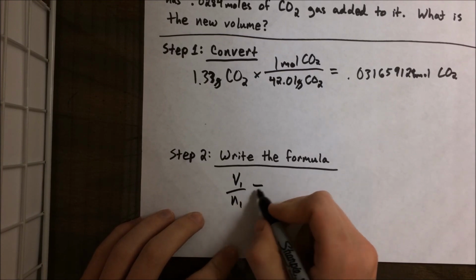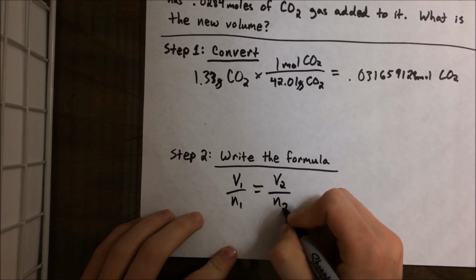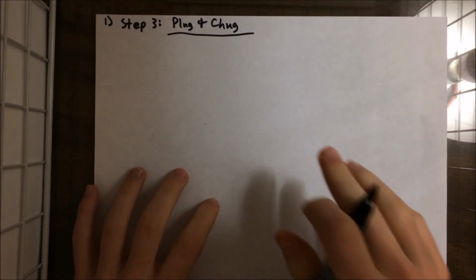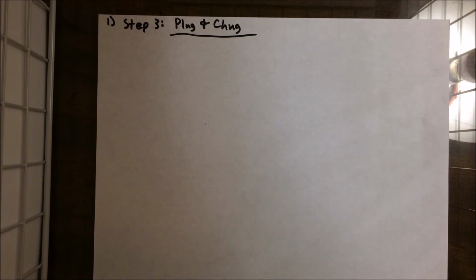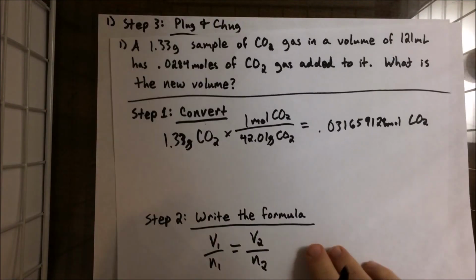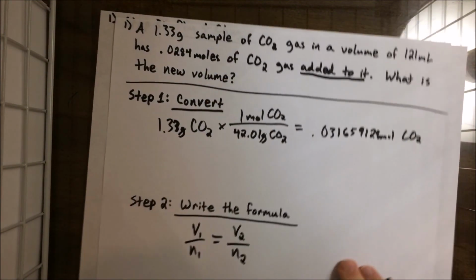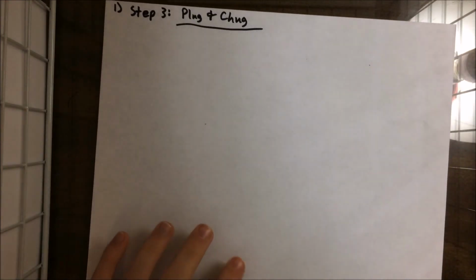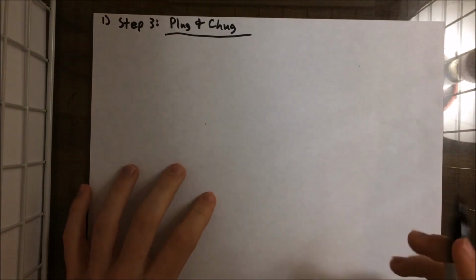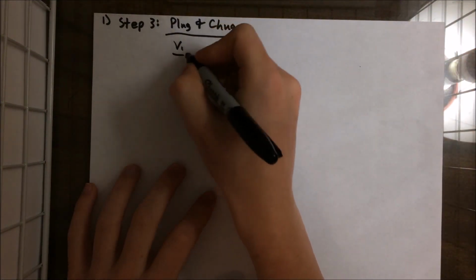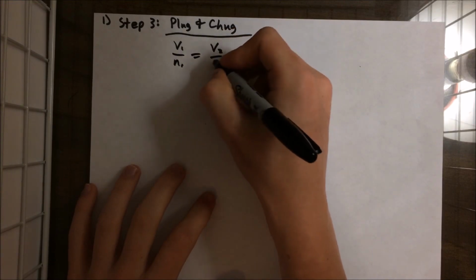And next, step 2, is to write the formula. So V1 over n1 equals V2 over n2. Okay, and then step 3 is to plug and chug. So something to remember is it said that this amount right here is added to it. So that means we have to add them in our calculations. That's not the final volume or final amount in moles.